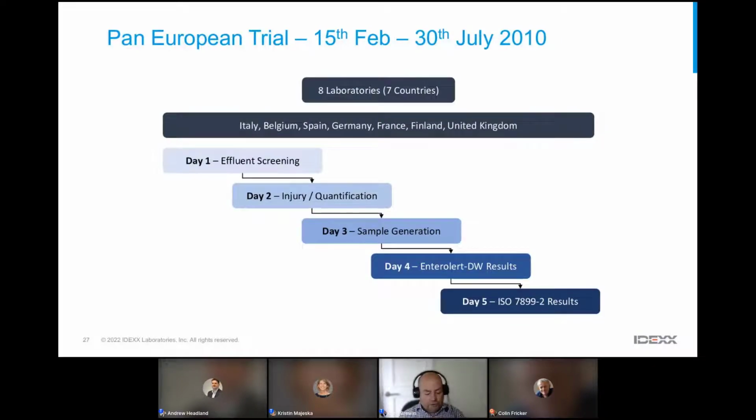So the first trial I'd like to talk about was the very first trial for Enterolert DW back in 2010. And this was a pan-European trial. It involved 8 laboratories in 7 countries. So laboratories in Italy, Belgium, Spain, Germany, France, Finland, and 2 in the United Kingdom took part in this trial. Each laboratory performed the trial over a 2-week period, generating approximately 30 data pairs per week.